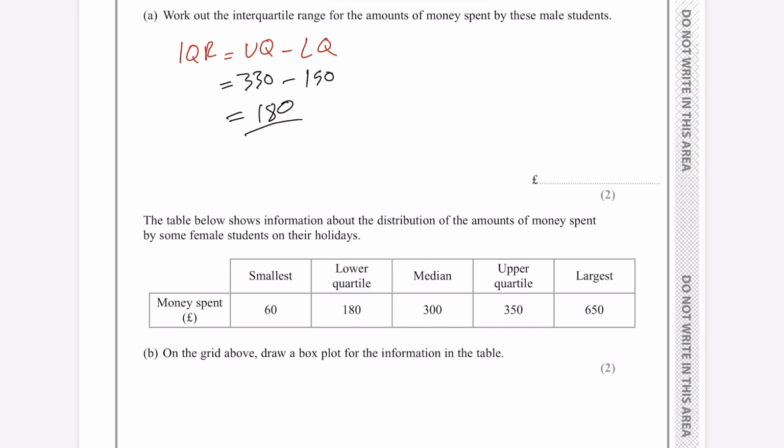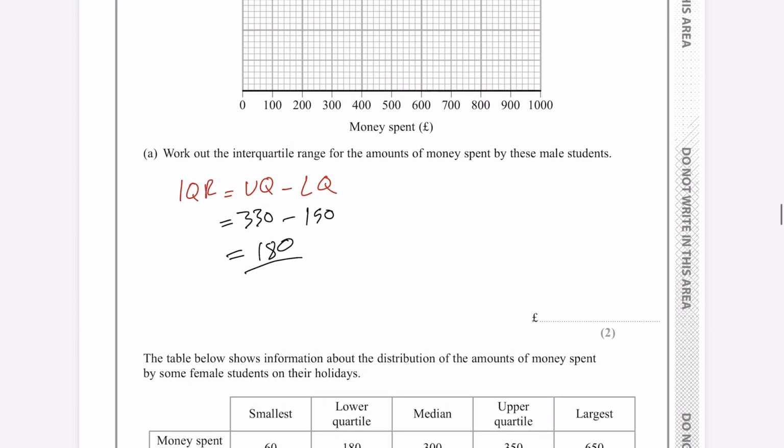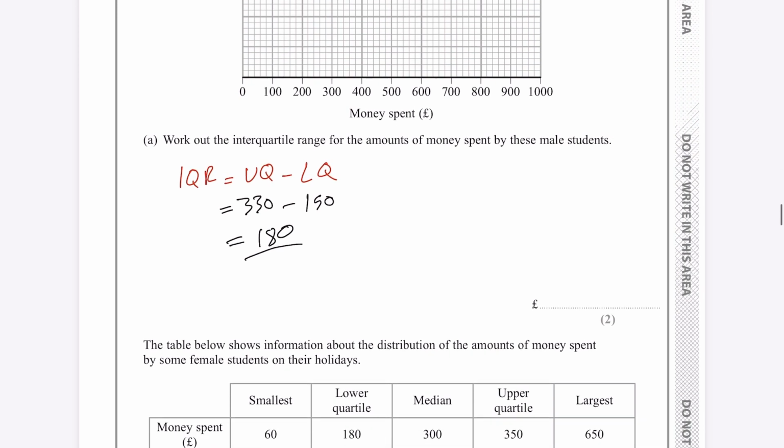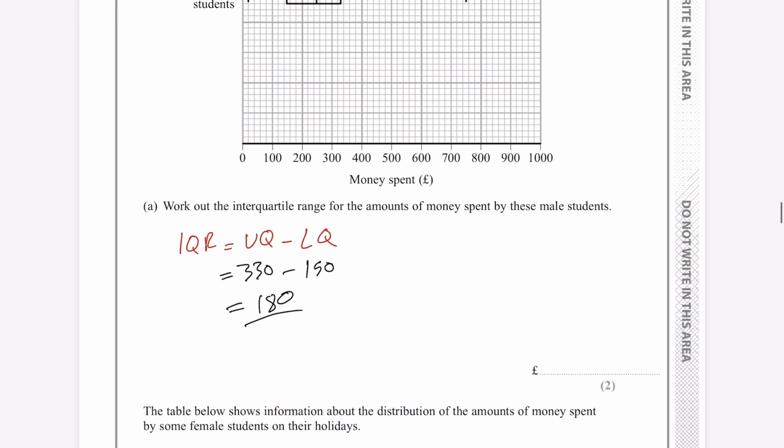The table below shows the information about the distribution of the amount of money spent by some female students on their holiday. So, okay, we've got some data on the smallest, largest, median, lower quartile, upper quartile. On the grid above, draw a box plot for the information in this table. Right, okay. So the smallest is 60, so let's start with that.